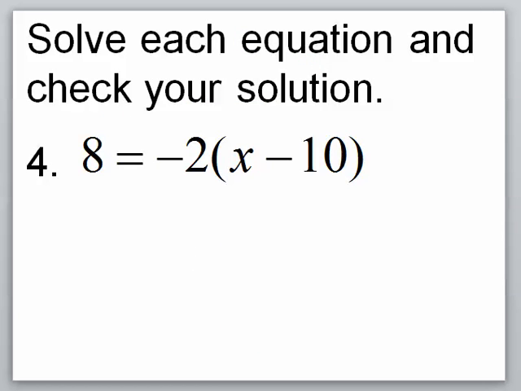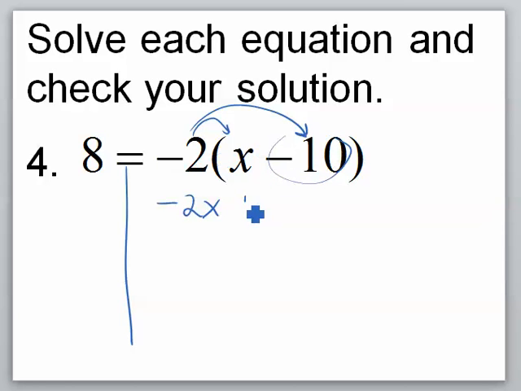There are times where our problems are more advanced, where we have some parentheses in there. Still, our variable is only on the right-hand side or the left-hand side, but we've got to get rid of these parentheses, and the way we do that is through distributing. So I'm going to take my negative 2 times my x, which is a negative 2x. I'm going to take my negative 2 times my negative 10. This is a negative 10, so a negative times a negative is a positive, and that would be 20.